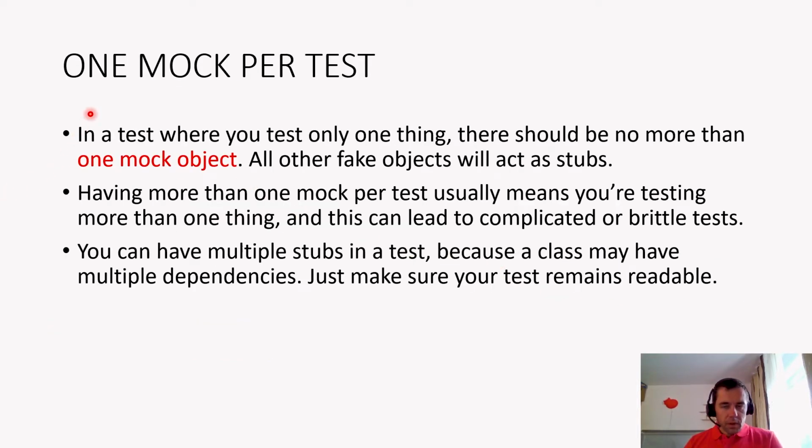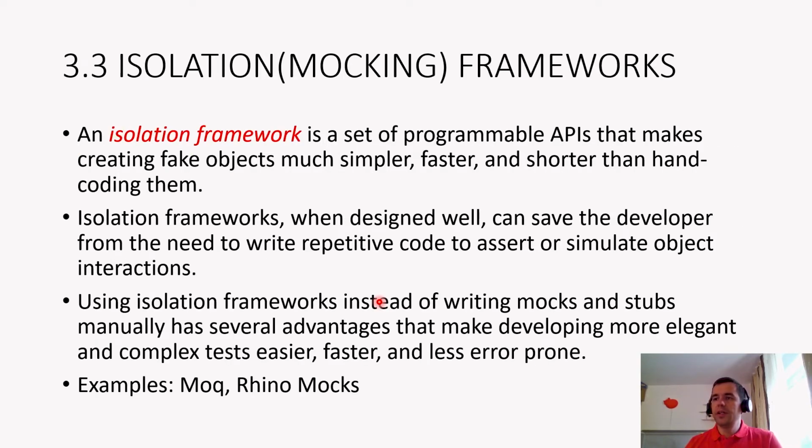We have this rule, one mock per test. In a test where you test only one thing, there should be no more than one mock object. All other fake objects will act as stubs. So having more than one mock object per test usually means you're testing more than one thing, and this can lead to complicated or brittle tests. You can have multiple stubs in a test because a class may have multiple dependencies like the iLogger we saw earlier, and just make sure that your tests remain readable.